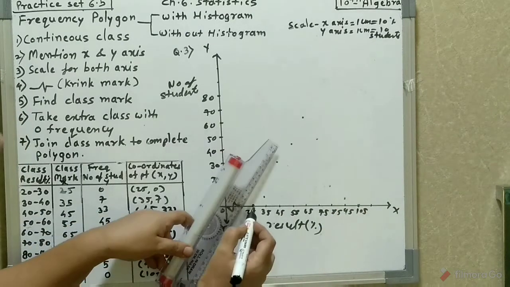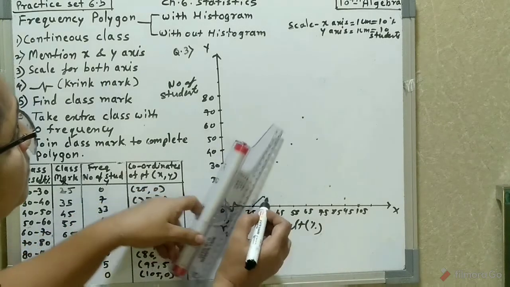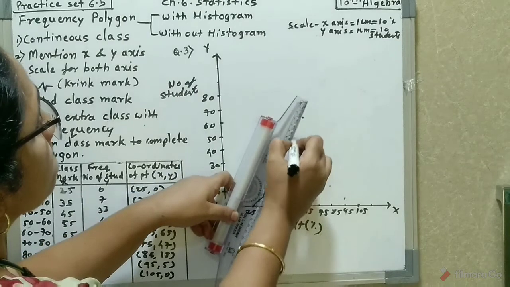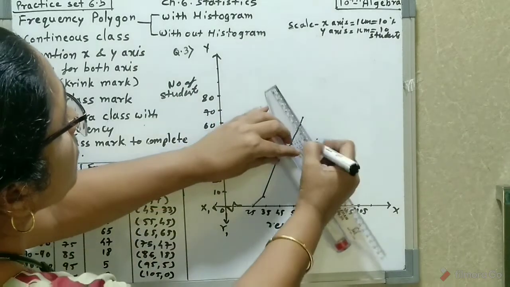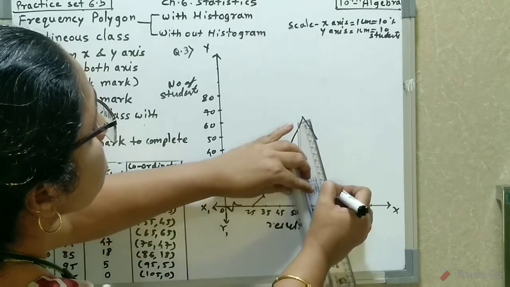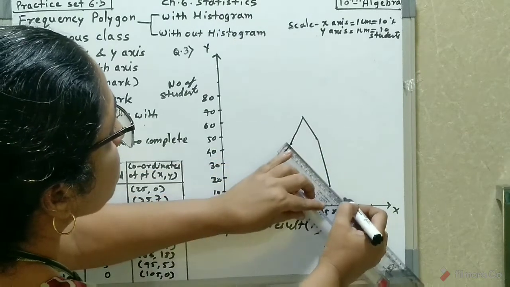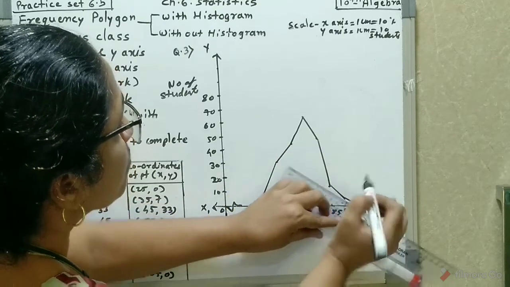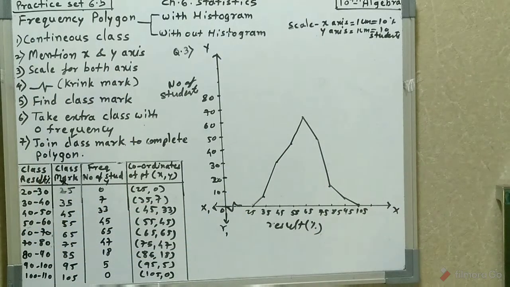So join these points. So we join our frequency polygon.